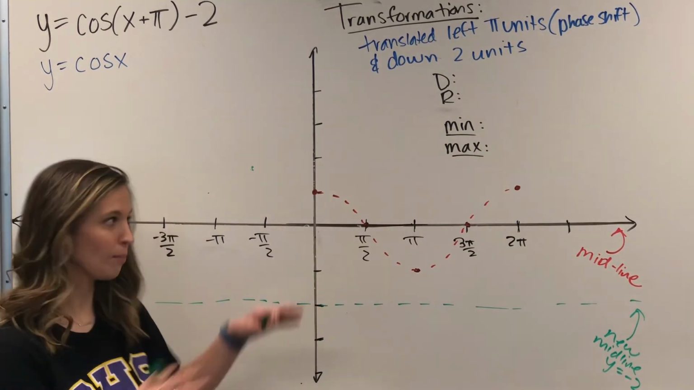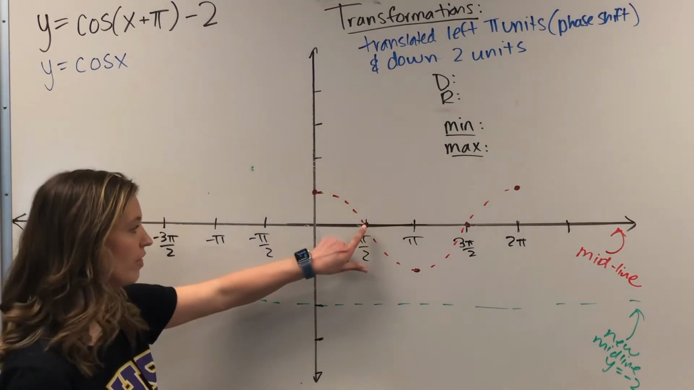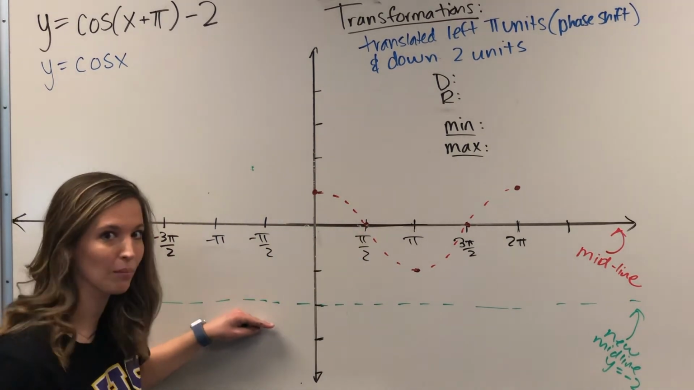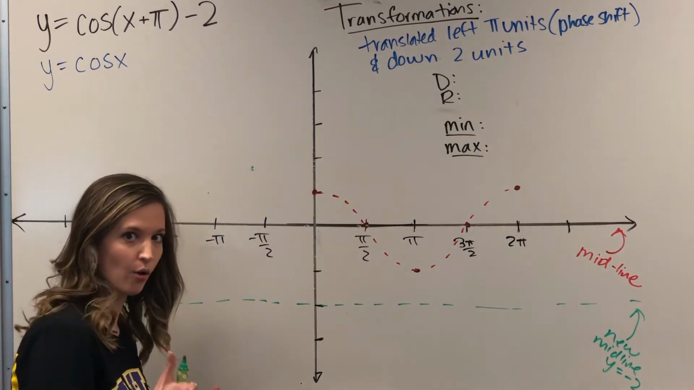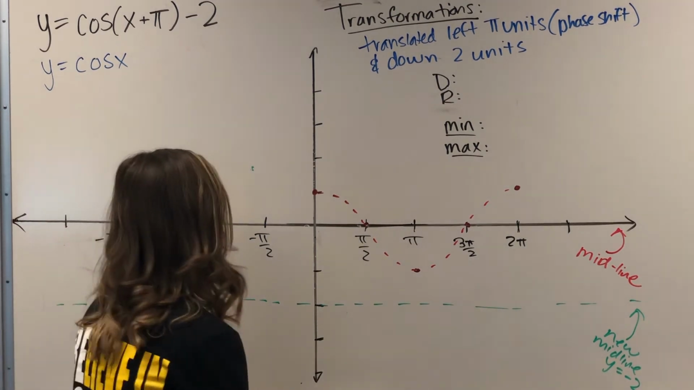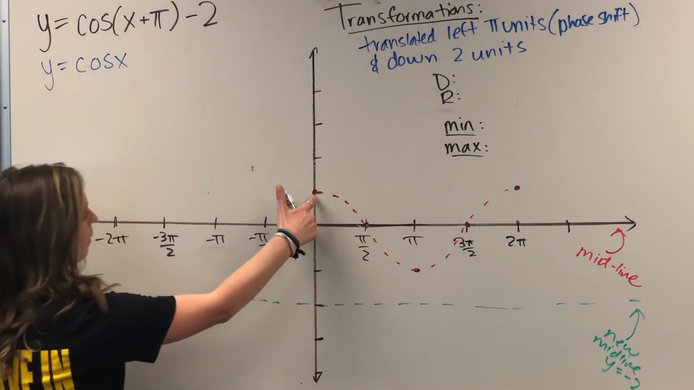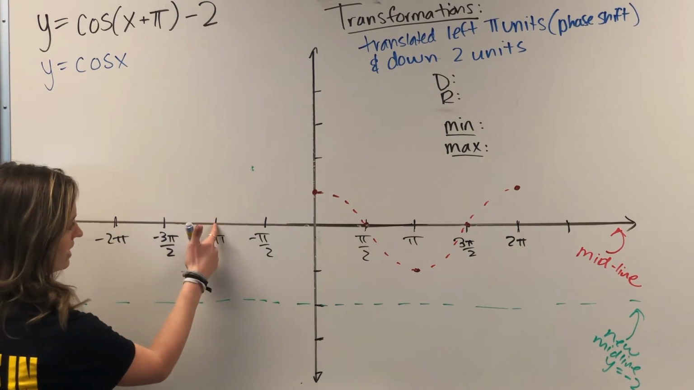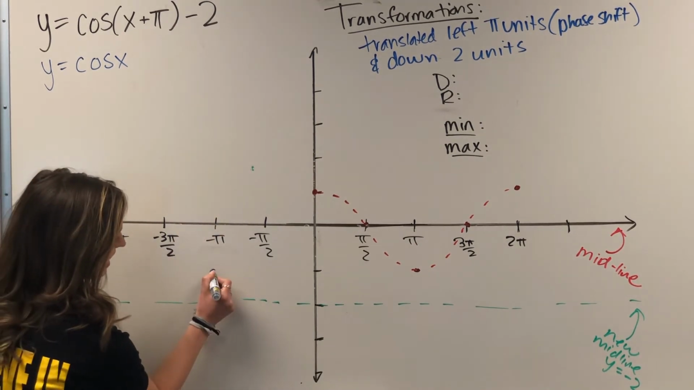That will help anchor my new points so that I know that, okay, this used to be on my old midline, so this point, wherever it moves, it's going to be on my new midline where it ends up. Okay? So let's start shifting. I've got this point, left pi units means 2 ticks, and then we're gonna go down 2 units. So down 2 units is gonna make it end up here.